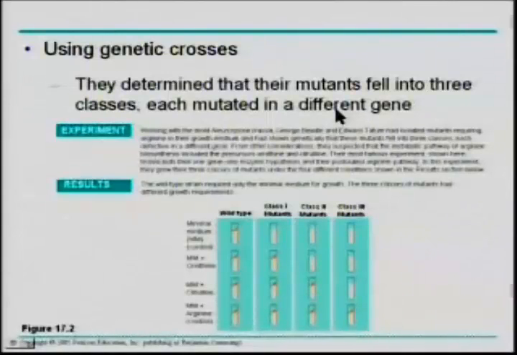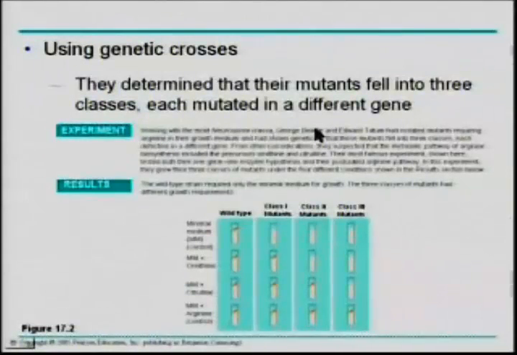So working with the mold Neurospora crassa, George Beadle and Edward Tatum had isolated mutants requiring arginine in their growth medium and had shown genetically that these mutants fell into the three classes, each defective in a different gene. From other considerations, they suspected that the metabolic pathway of arginine biosynthesis included the precursors ornithine and citrulline. So their most famous experiment is shown here. It tested both their one gene, one enzyme hypothesis and their postulated arginine pathway.